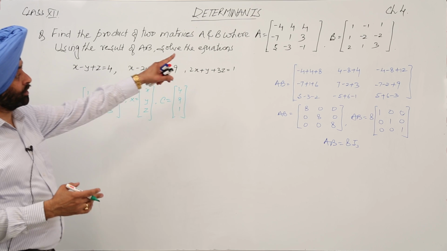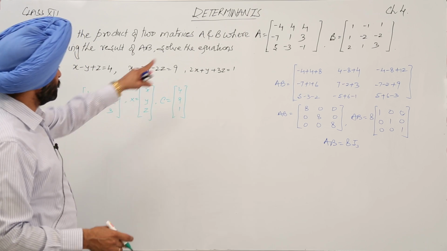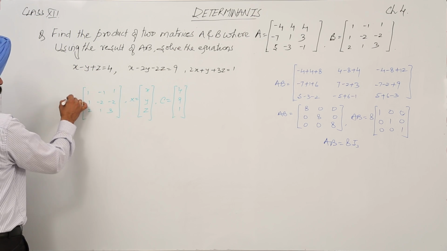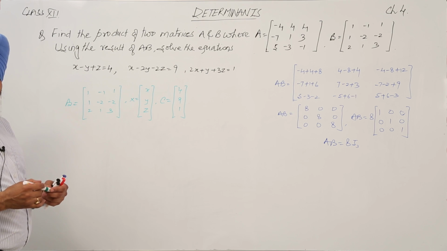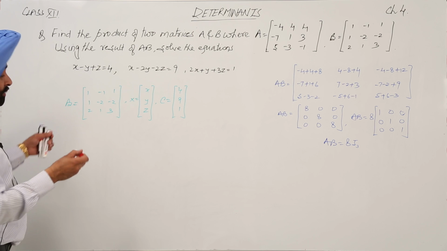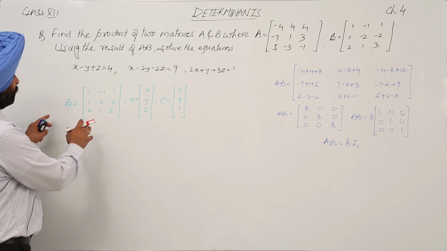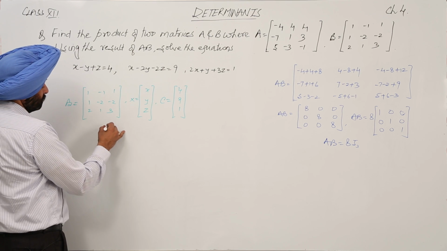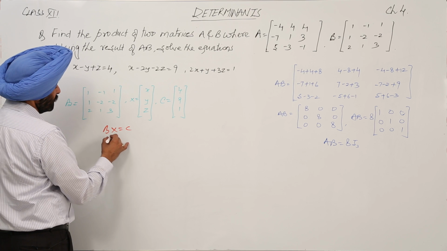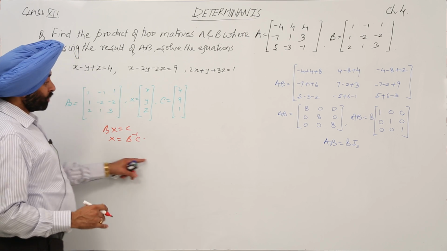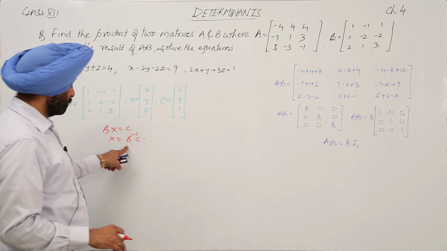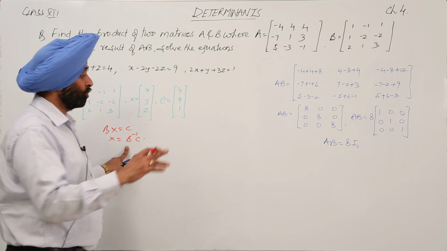Now why have I not written what this is? We have to just check whether it is A or B. Now this is B. So we will be writing here B is equal to. You will be writing what exactly is given, either A or B. So we are having B. Now what it becomes? Bx is equal to C and x is equal to B inverse C. So from the product we have to find B inverse, not A inverse, B inverse.